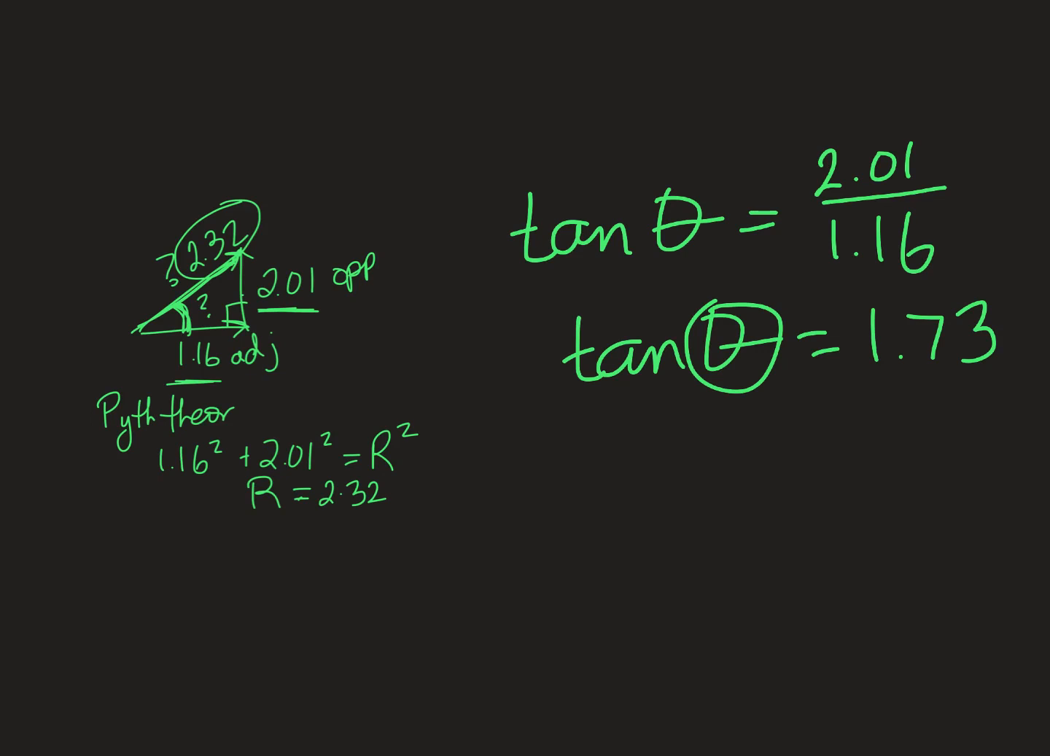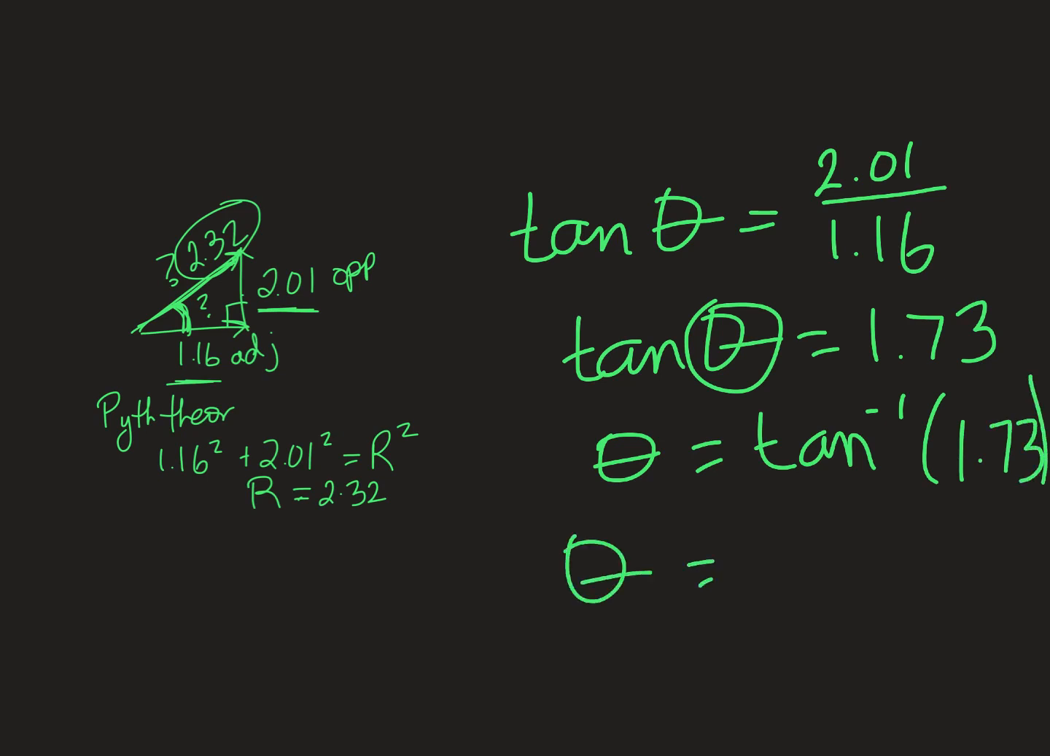Okay, so we need to get theta all by itself. To undo a tangent, you take the inverse tangent of both sides. So theta equals the inverse tangent of 1.73. So theta is, inverse tangent, equals 59.97. So we're just going to call that 60 degrees.